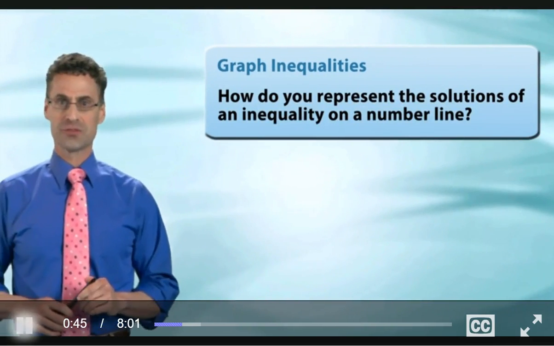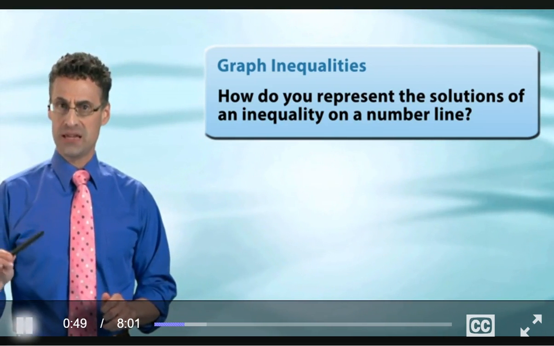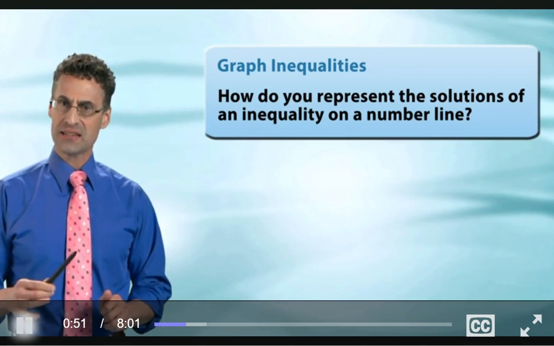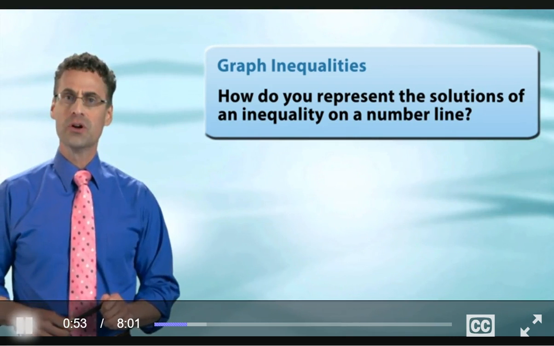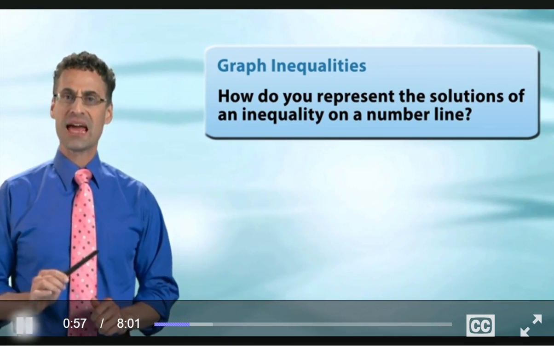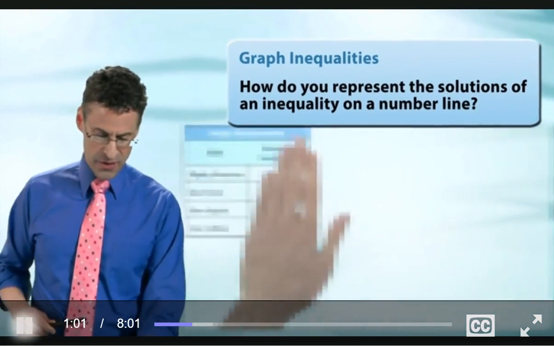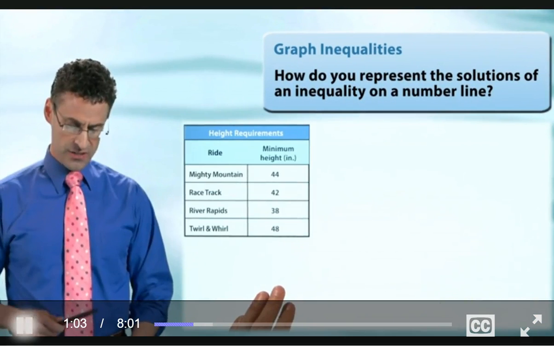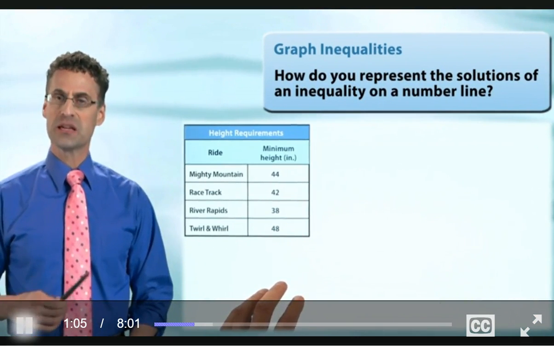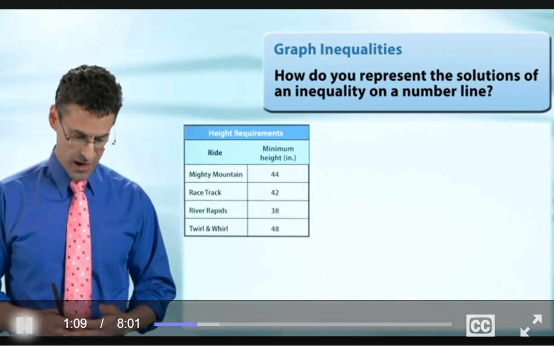Okay, here's our challenge. Let's write an inequality representing the unknown b, which represents the height in inches of people who can go on both the River Rapids and Mighty Mountain rides. So, here we see the height requirements, because these rides are so scary that you have to be a certain height in order to know that you'll be safe on those rides.